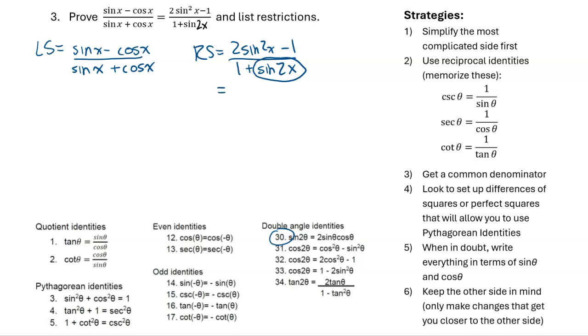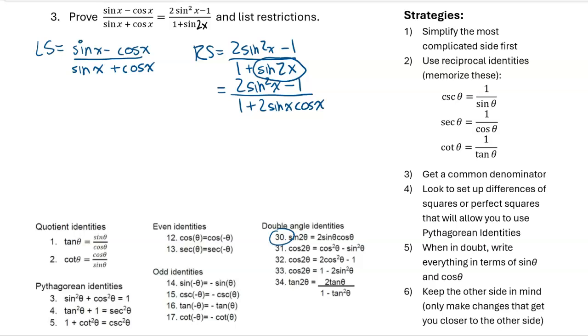So what I'm going to do is write this as 2 sine squared x minus 1. And this is going to be written as 1 plus 2 sine x cos x. And so now that I have everything written as the same x's for the angles, I can go ahead and now work on the left side.